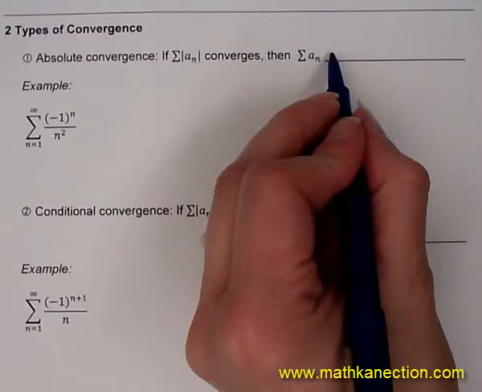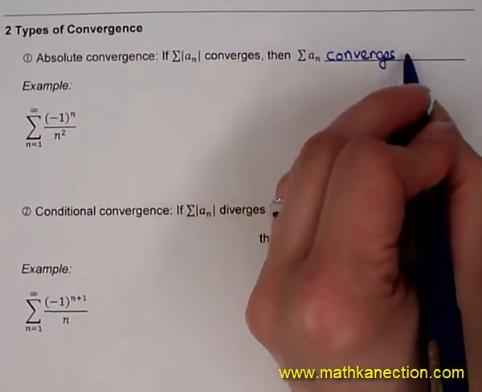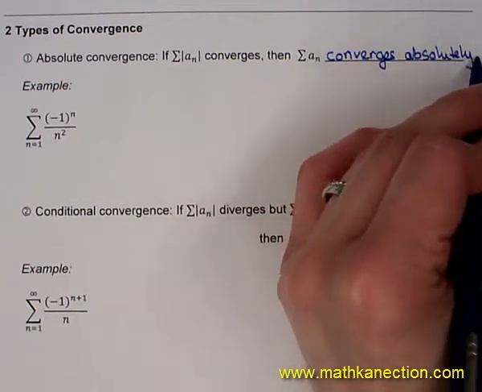So there are two types of convergence. The first one is absolute convergence. If the absolute value of the series converges, then the series itself converges absolutely.